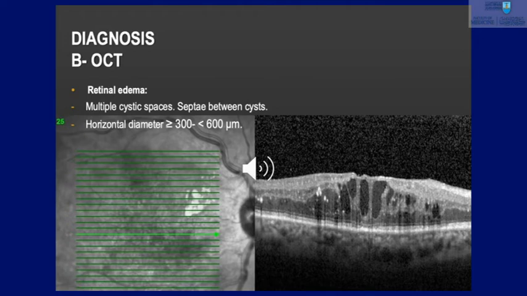Again, if there is advanced macular edema in the center of the macula, then we get cystic changes in the center, which, as you can see, destroy the neural tissue of the retina, including the photoreceptors, and the patient gets a drop of vision due to these cystic changes in the center of the fovea.